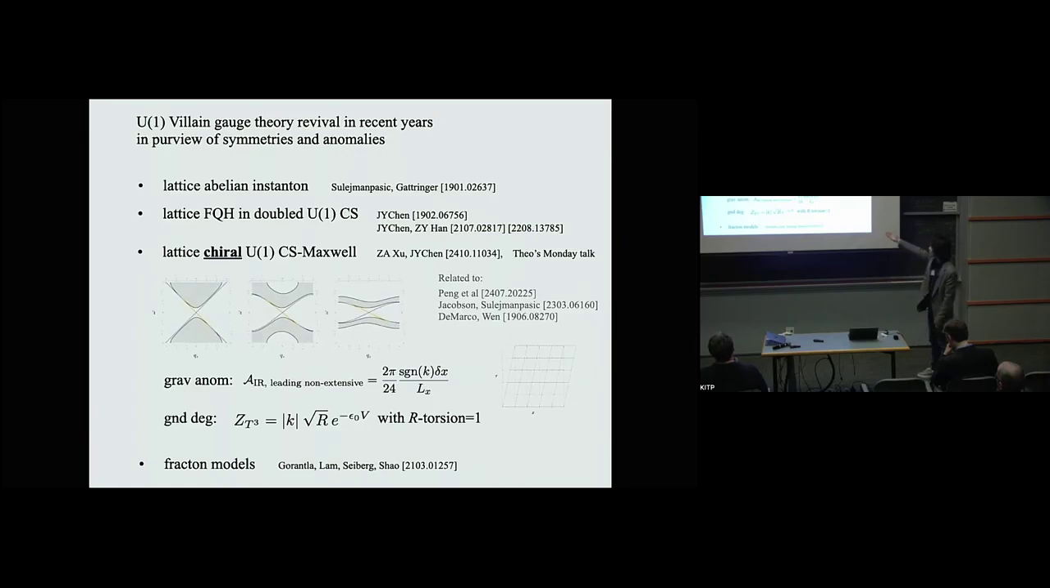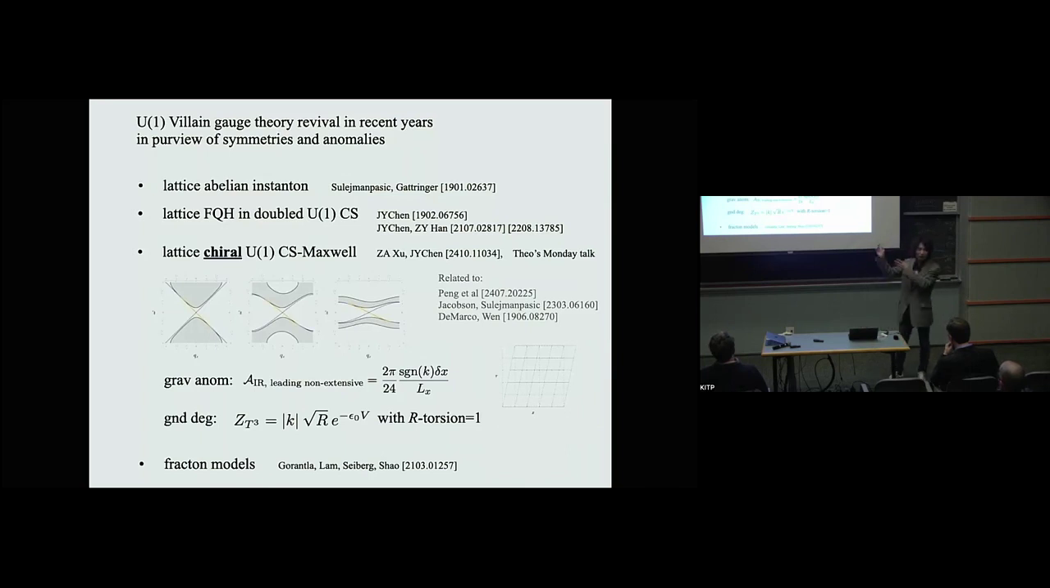And we can get the chiral gravitational anomaly and the ground state degeneracy with the R torsion spitting out, but equal to 1 on 3 torus, and so on, all the interesting things. And also, the Villain model has been applied to fracton models in this paper by Shu Heng, Hota, and collaborators. Okay, so this is so much about the Villain model.